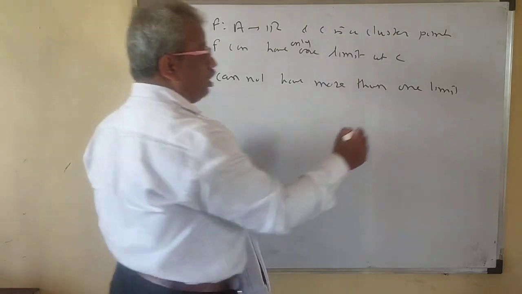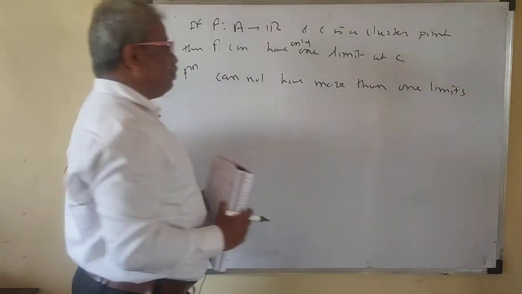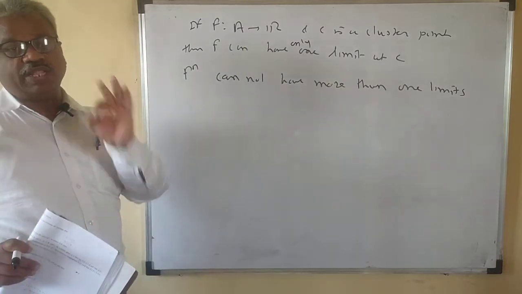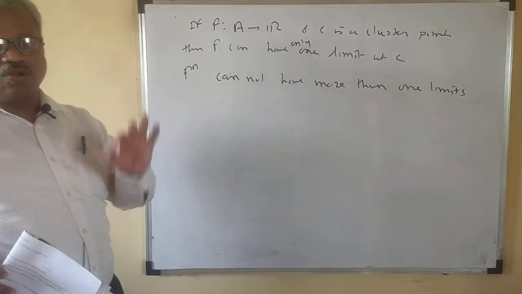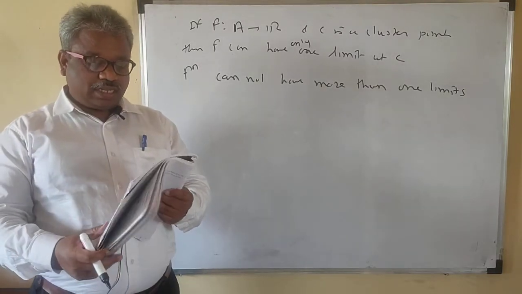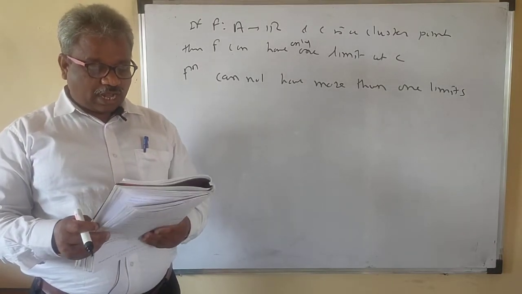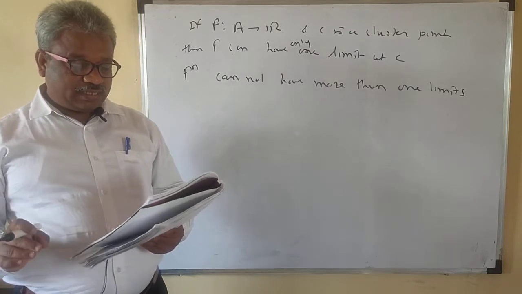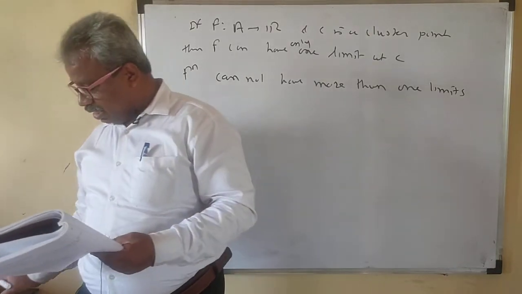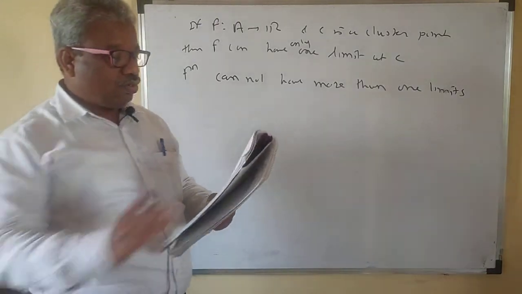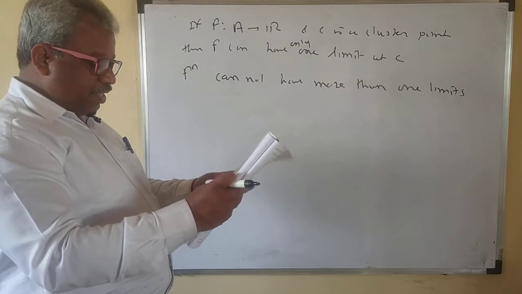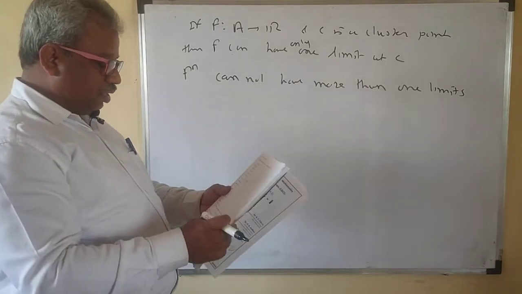Okay, so more than one limit. What does that mean? If a limit exists, then it is unique. A function has only one limit. If there are two limits, then the limit does not exist. So if a limit exists, then it is unique. You should remember that. This is a very important theorem.